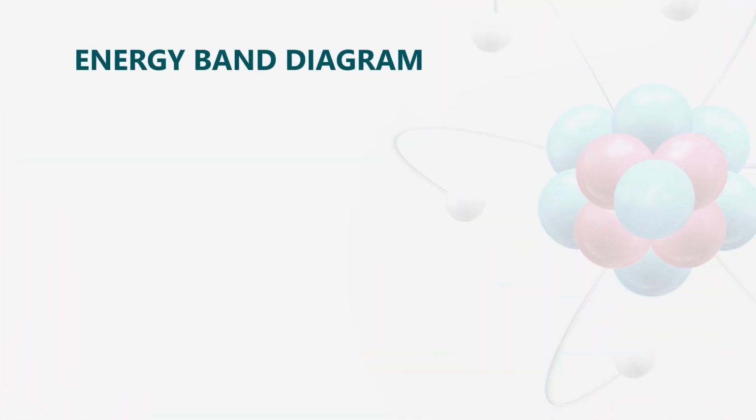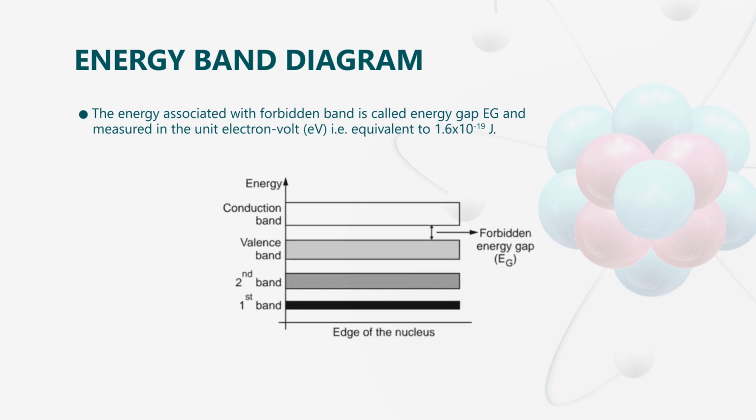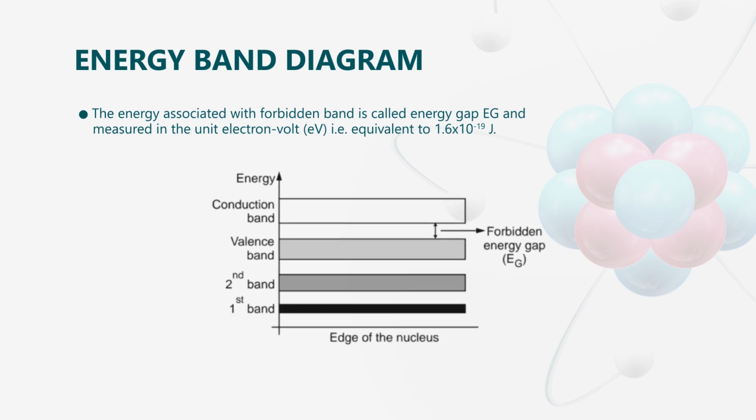The energy associated with the forbidden band is called the energy gap and it is denoted as Eg. It is measured in the unit electron volt. The unit of energy is the joule, but the joule is too large to discuss such energies associated with electrons. Hence, such energies are measured in electron volts, denoted as eV, and 1 electron volt is equal to 1.6 x 10^-19 joules.